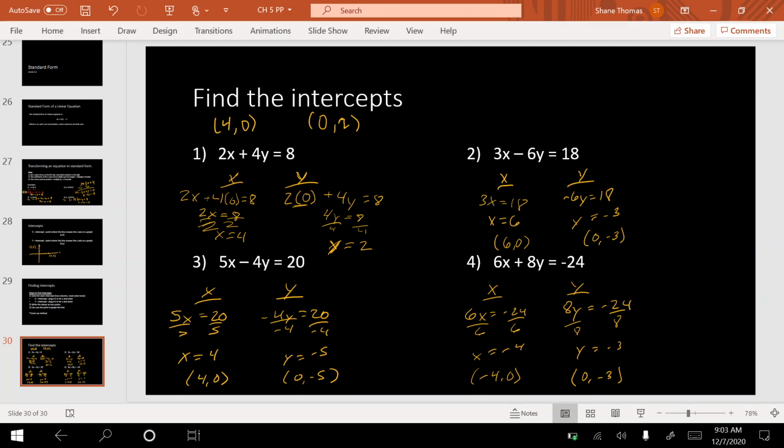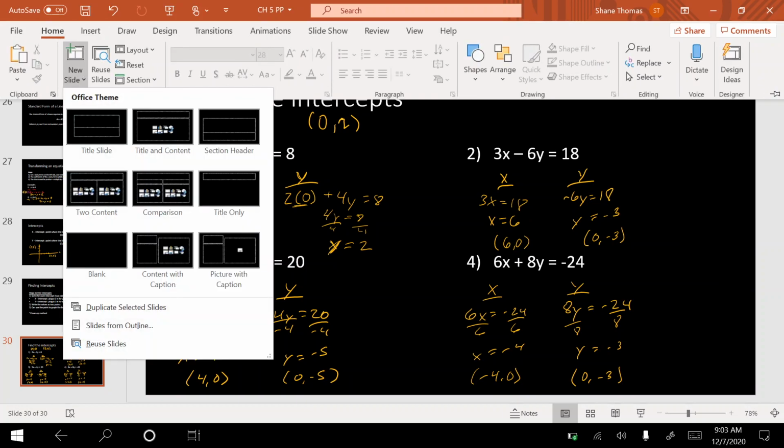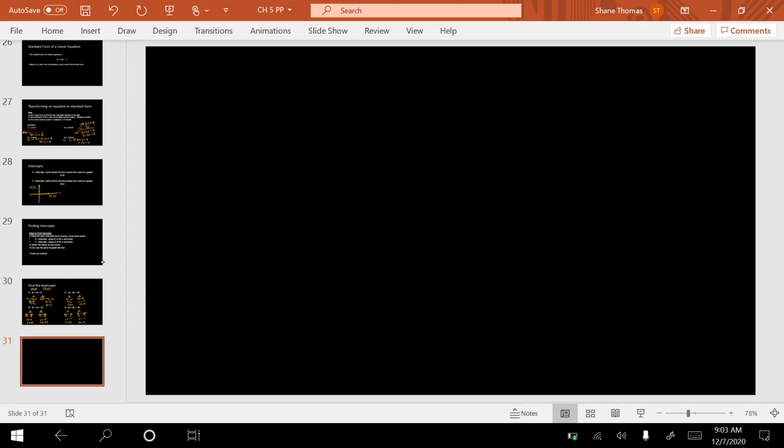Okay, questions? All right, so I'm going to do something here. Let's go back to another problem here. Let's make it just go simple. Let's go 2x plus 4y equals 8.